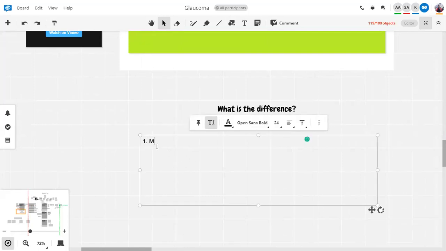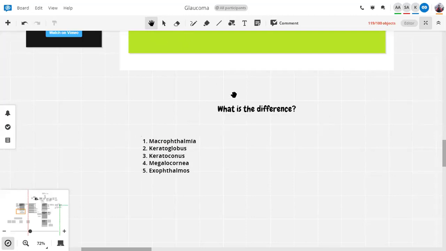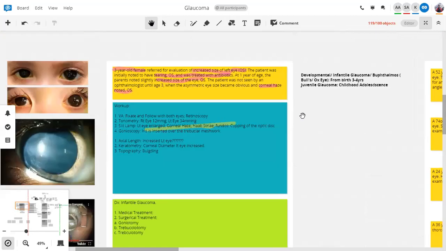Back to again. This is great. First is macrophthalmia. If anyone knows, आप बता दें. Otherwise, I'll tell them one by one. First is macrophthalmia, and the second is keratoglobus. Then we have a megalocornea. Then we have an exophthalmos. These are some terms which confuse us, and they are similar to ophthalmos.